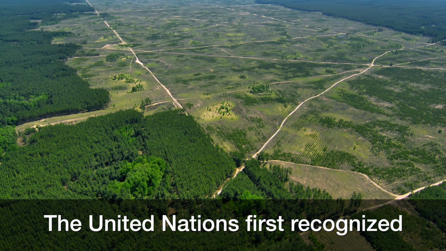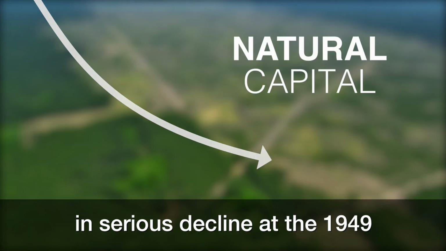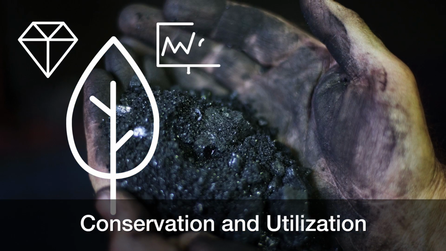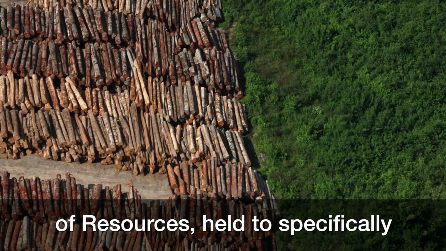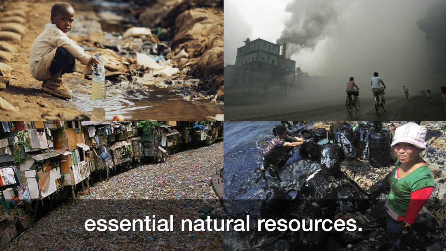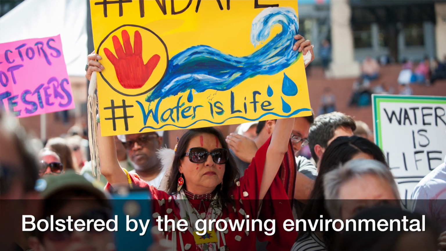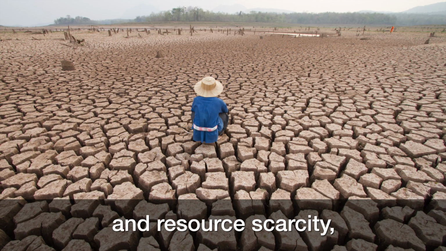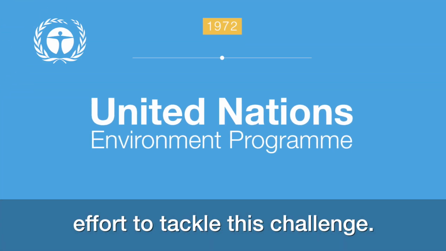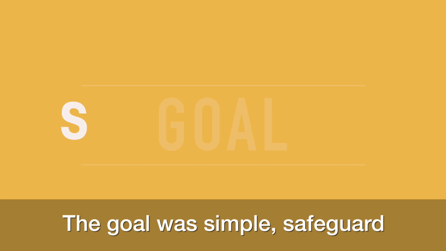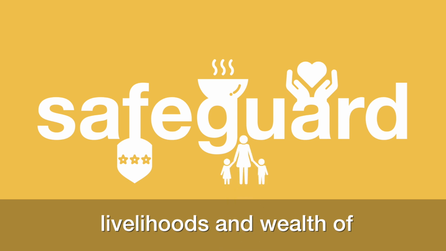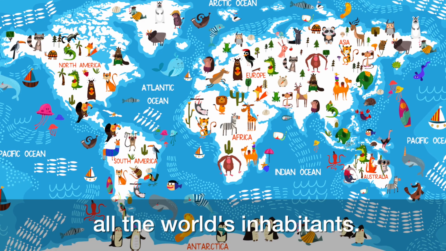The United Nations first recognized that stocks of natural capital were in serious decline at the 1949 UN Scientific Conference on the Conservation and Utilization of Resources, held to specifically address the exhaustion of the world's essential natural resources. Bolstered by the growing environmental movement, rising inequality, and resource scarcity, the UN embarked on a multi-decade effort to tackle this challenge. The goal was simple: safeguard the natural resources that sustain the food security, health, livelihoods, and wealth of all the world's inhabitants.